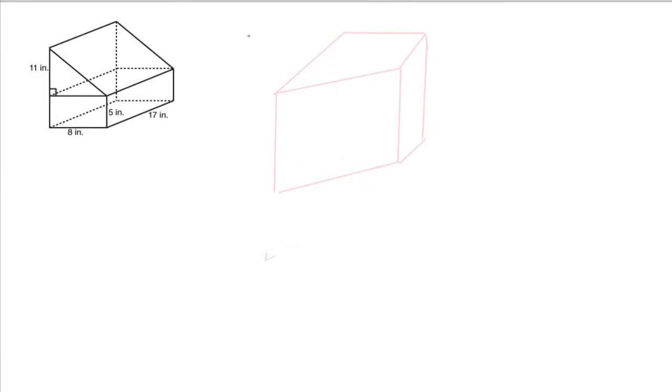Hello, ladies and gentlemen. We're going to be talking about standard 6.G.2. That's the geometry standard, and it says that we should be able to find the volume of prisms.